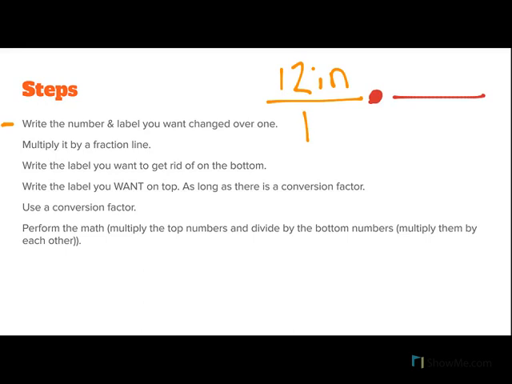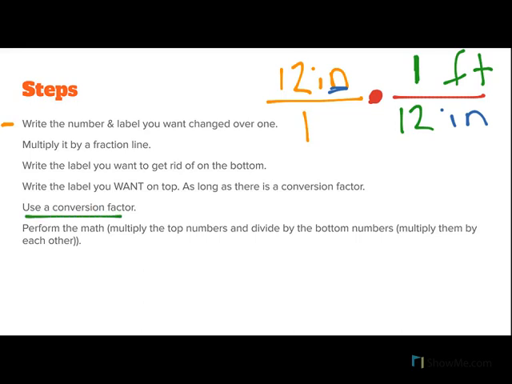Now, as we mentioned in the last slide, the key factor here is that I want to cancel my labels. So if I have inches on top, I need inches on the bottom. I'm going to put the label I want on top, so feet on top, and then I'm going to use my conversion factor. How many inches are in 1 foot? Well, 1 foot is the same as 12 inches. So this is my conversion factor.